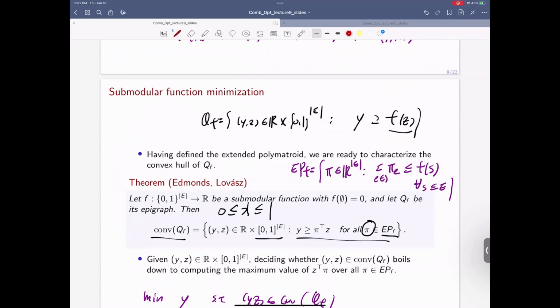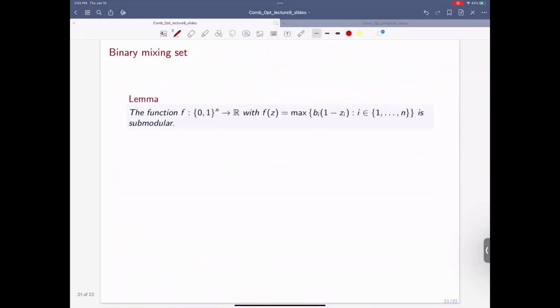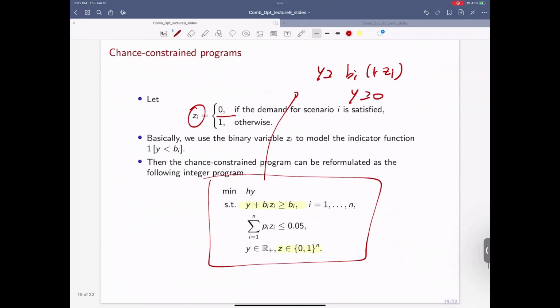You add it to your system. That will be the cut. For this function f, which can be shown to be submodular, you solve that separation problem, add that cut into this formulation, and resolve. This can expedite the branch and cut solver by, let's say, 1,000 times. That was the result.